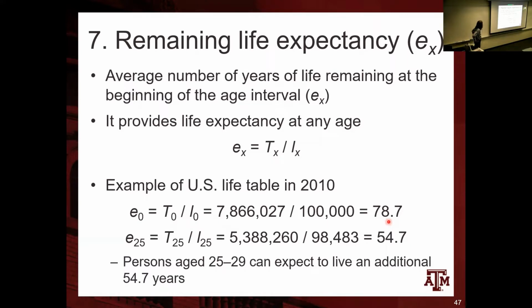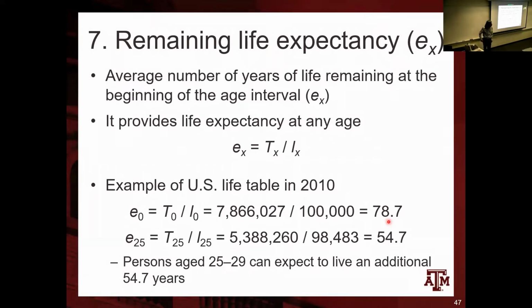What does it mean? This e25 means that people who lived up to the age of 25, they could have died between 0 and 24. They did not die. They were exposed to the chance of dying, but they survived. Once they survived, how many years after 25 are they expected to live on average? The remaining life expectancy at the beginning of that age interval. This is the age group from 25 to 29. When they reach that beginning, how many years on average more? 54.7. So 54.7 additional years on average.